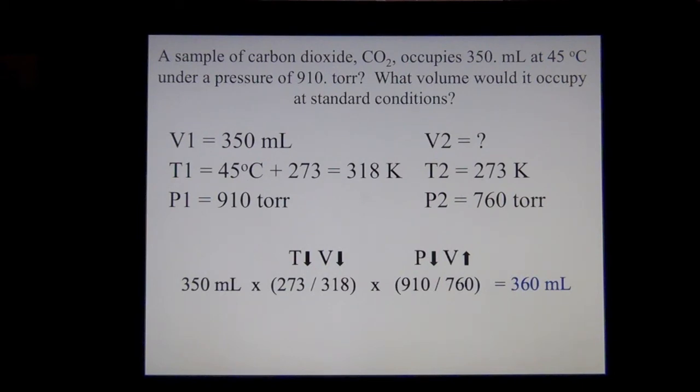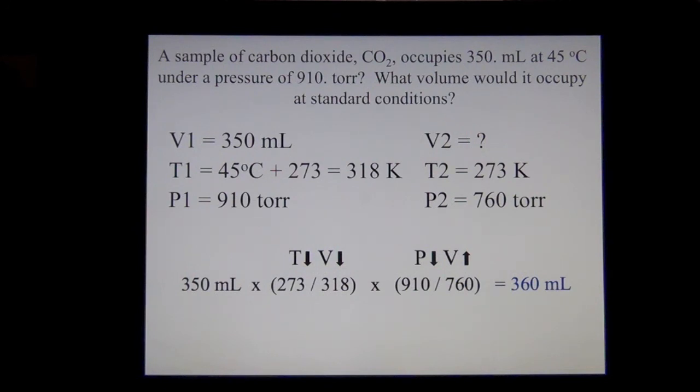That means that we need to set up a pressure fraction that is greater than 1 so that our volume can increase. So a pressure fraction that is greater than 1 is 910 divided by 760. Once again, an inverse relationship between pressure and volume. We notice our pressure is going down, so our volume's got to go up.